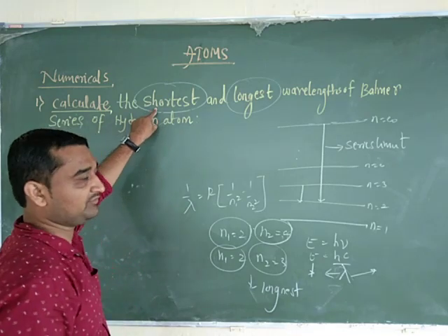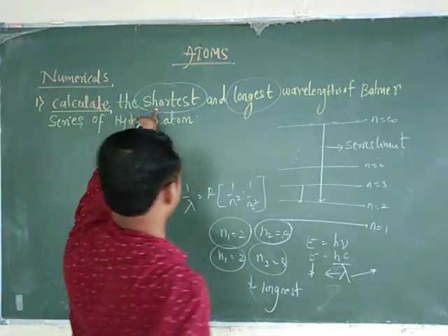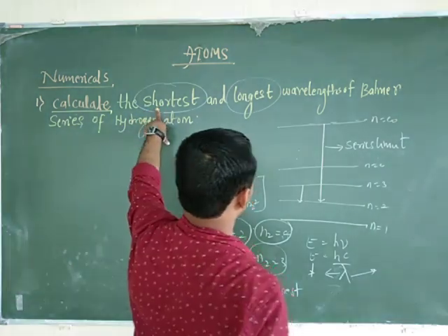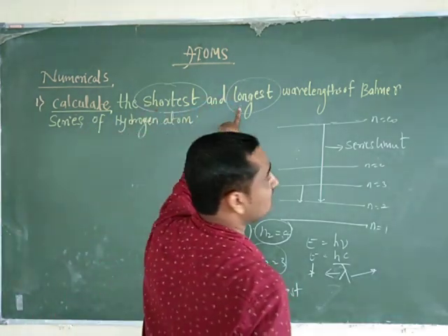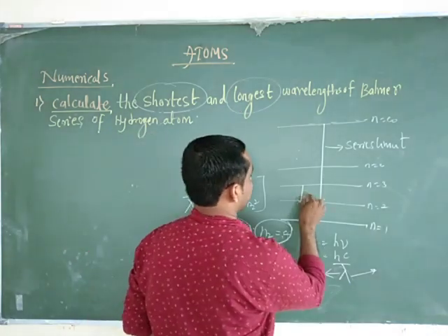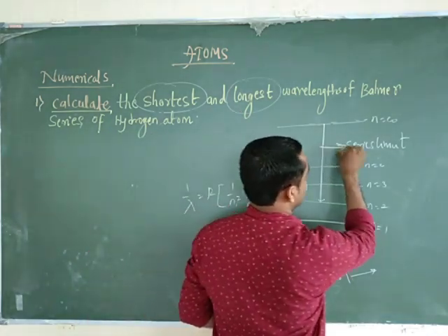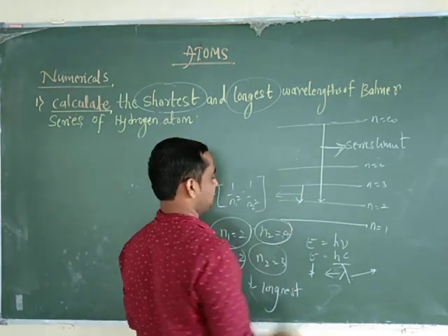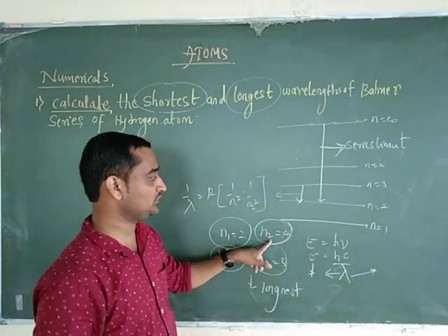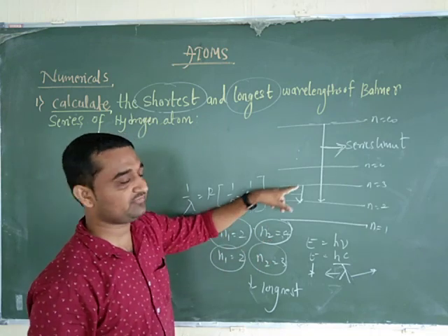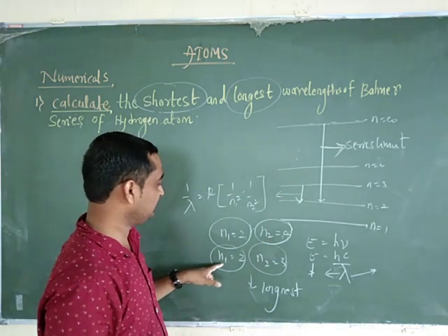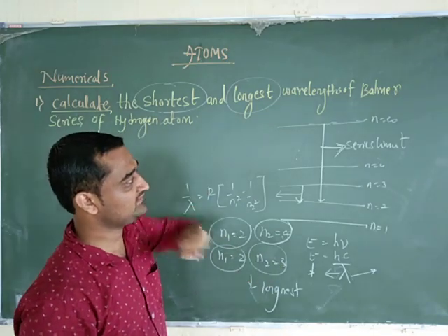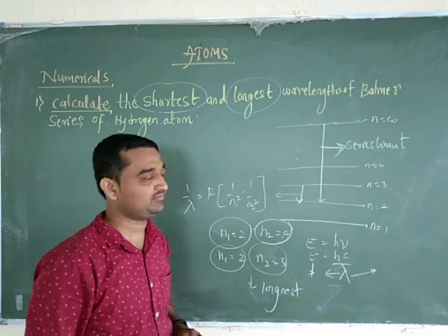Shortest wavelength means highest energy. Longest wavelength means lower energy, that is the first transition. The last one is called the series limit, and this is the first member of the series. n1 is equal to 2 and n2 is equal to infinity is the series limit, and n1 is equal to 2 and n2 is equal to 3 is the first member of the Balmer series.